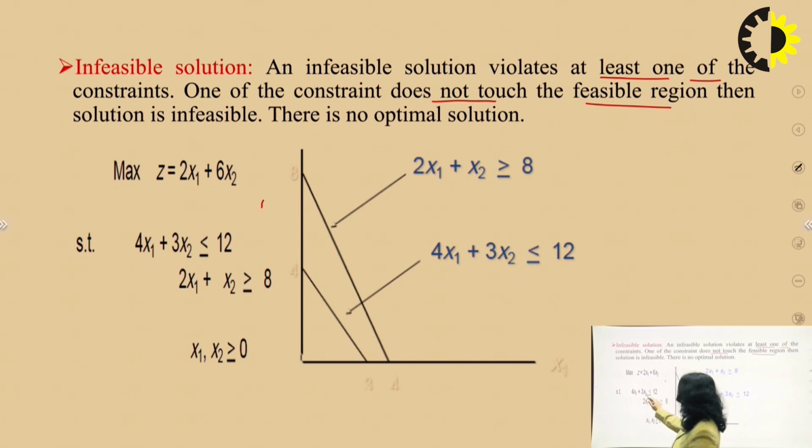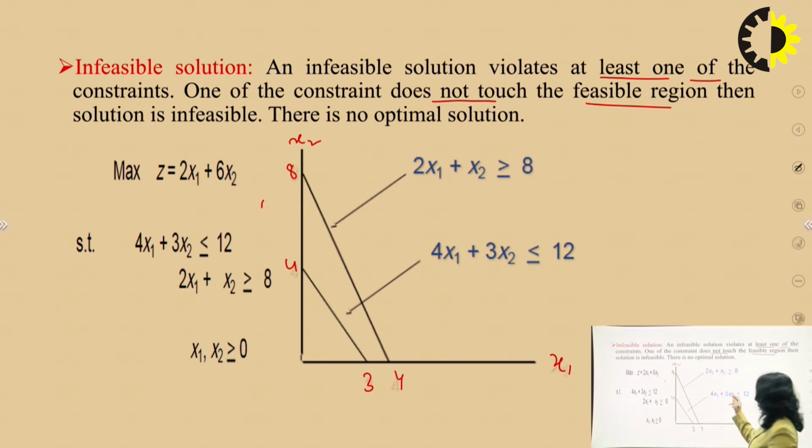Now what we do, we will first convert these constraints into equations with the help of the equality sign, and after that we will plot these lines. We have plotted these lines. This is x1, this one is x2. These coordinates are 3, 4, 4 and 8. Both the lines are plotted on the graph.